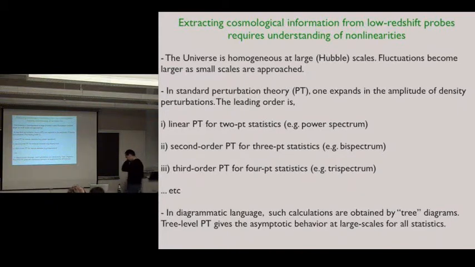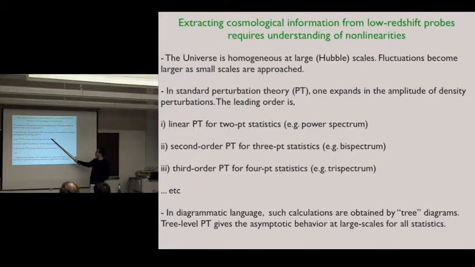All right. So when you are looking at the large-scale structure at low redshift, you have to deal with nonlinearities, because even at large scales, the density field is weakly nonlinear. The usual approach is, because the universe becomes homogeneous at very large scales and fluctuations are therefore small, you can expand in the amplitude of density perturbations. And that's what I will call the standard way of doing perturbation theory.